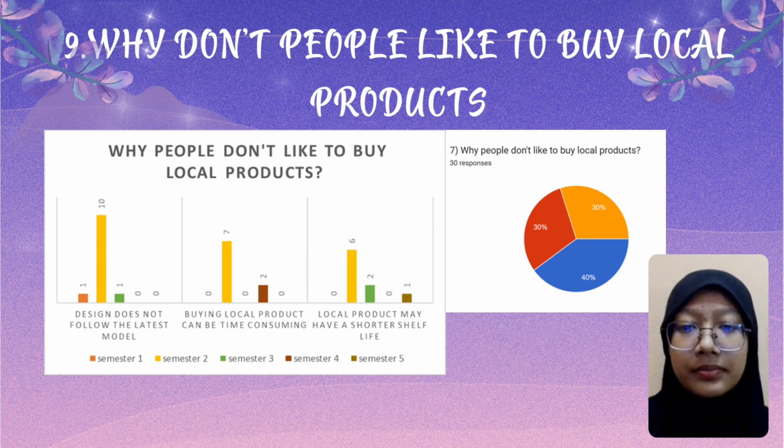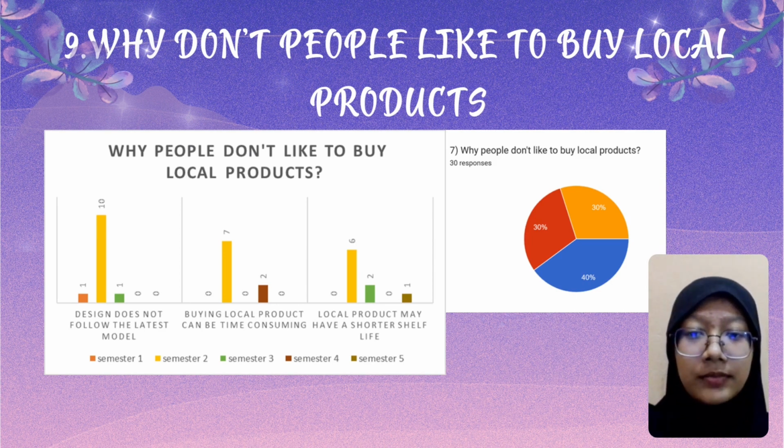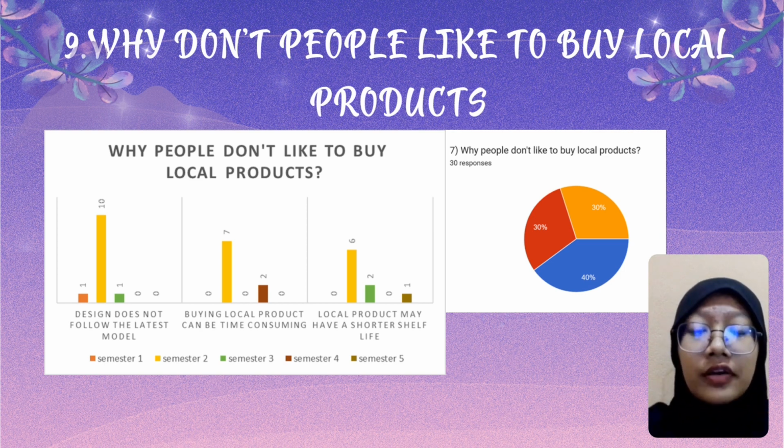Number 9. Why people don't like to buy local product? By the pie chart, we can see, based on semester for each student, the main reason they don't like to buy local product. For the first reason, 12 students don't like to buy local product because the design does not follow the latest model. The next reasons, which are that buying local product can be time consuming, and local product may have shorter shelf life, both have 9 responses respectively.